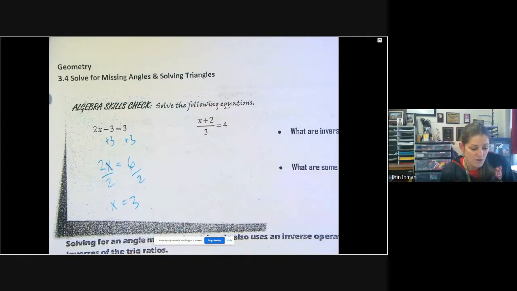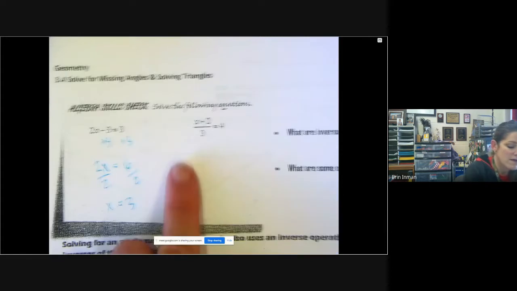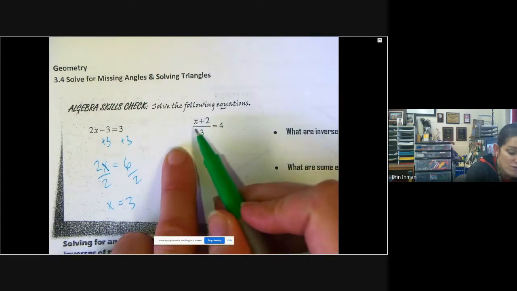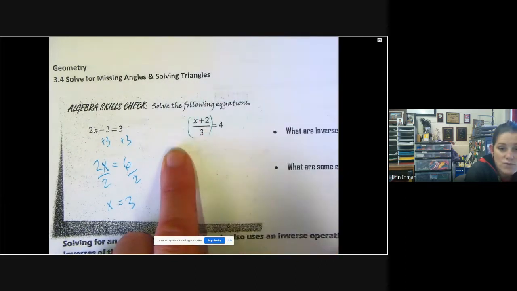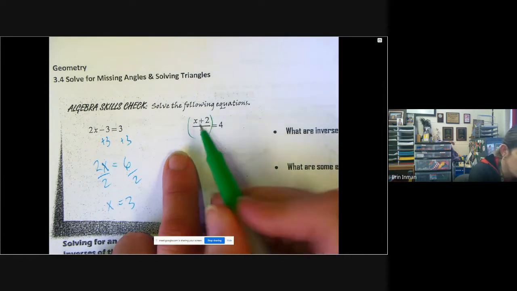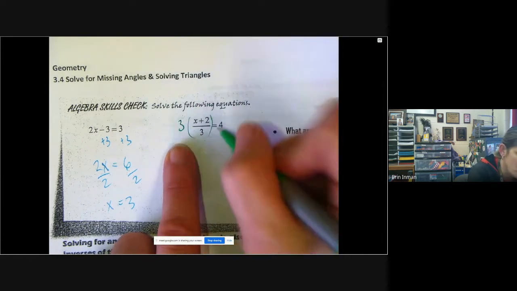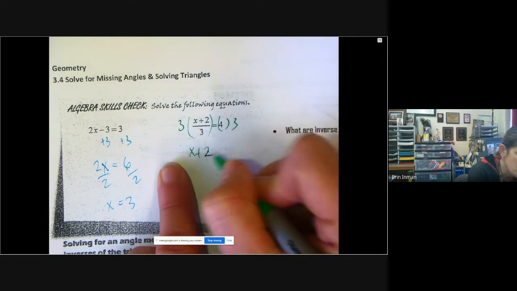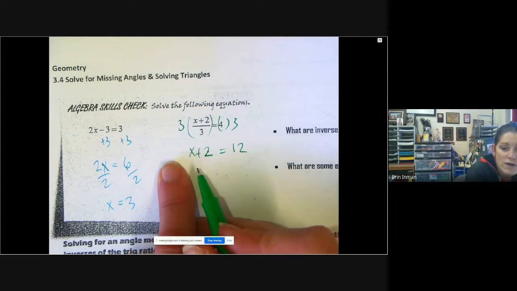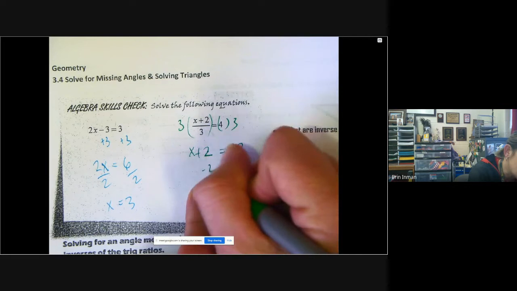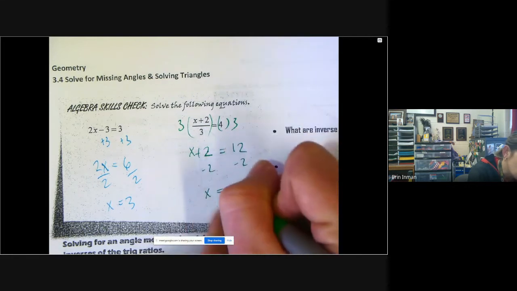Likewise, in this other example, we have x plus 2 divided by 3 equals 4. And really what we want to undo first is this division, because that's really like one term. And so once we undo this division with multiplication, whatever we do to one side, we do to the other. And we end up with x plus 2 equals 12. And then the inverse operation of addition is subtraction. So we subtract from both sides. And I end up with x equals 10.